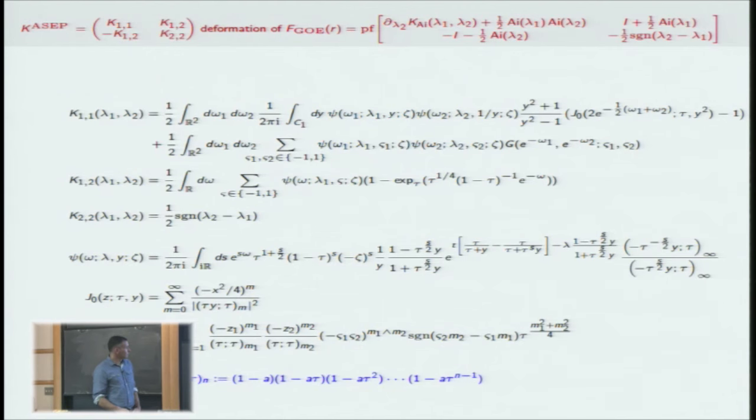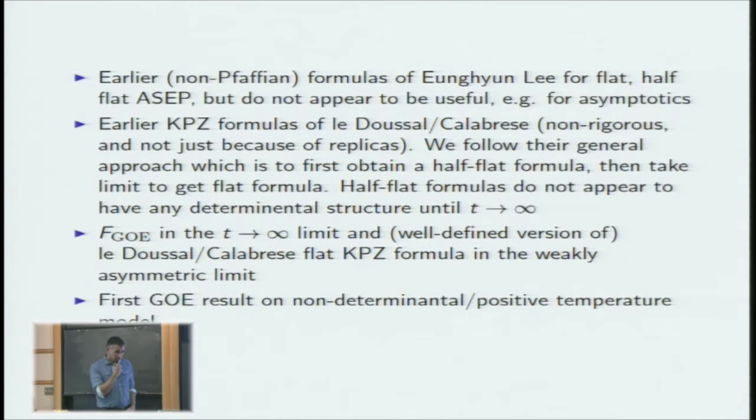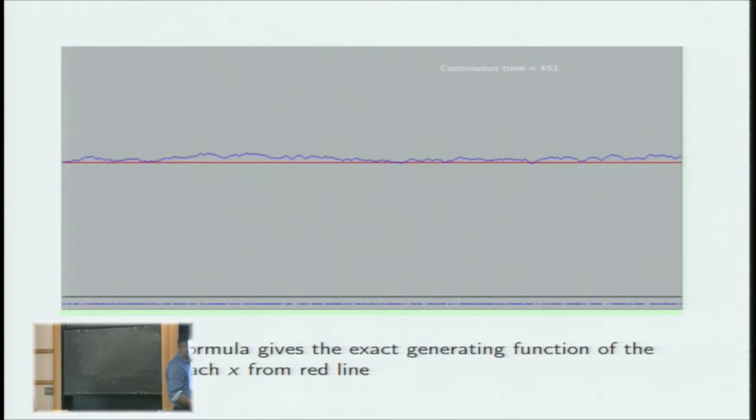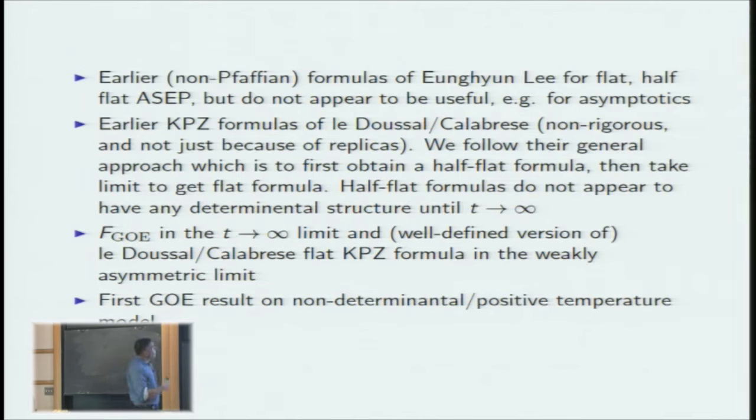Okay. It's clear that the fluctuations look much more ups and downs. Yeah, that's just because these Tracy-Widom distributions are actually not centered. It's not just that they're not symmetric; they're not centered. Okay, so actually there were earlier formulas of Young Lee for flat and half-flat ASEP. I'll show them to you in a second. They don't seem to be useful for asymptotics. And there's earlier KPZ formulas.